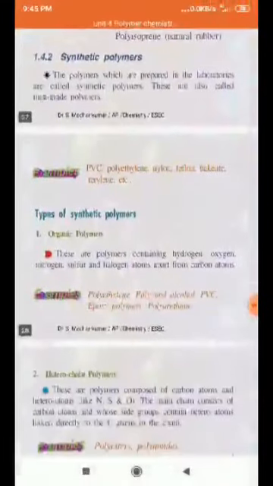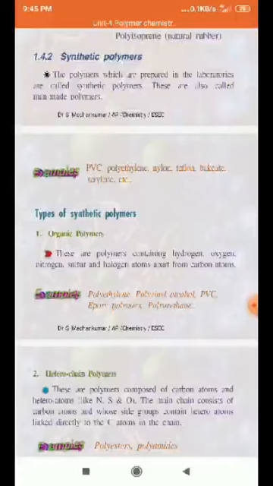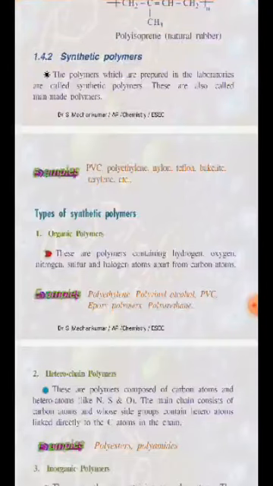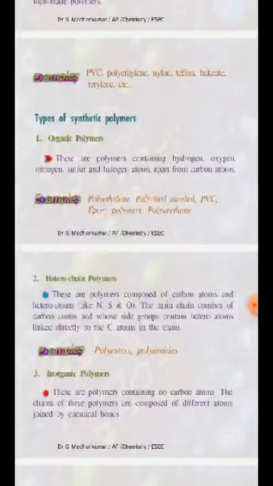First one, organic polymers. These are polymers containing hydrogen, oxygen, nitrogen, sulfur and halogen atoms apart from carbon atoms. Examples: polyethylene, polyvinyl alcohol, PVC, epoxy polymers, polyurethane. Next one, heterochain polymers. These polymers are composed of carbon atoms and heteroatoms like nitrogen, sulfur and oxygen. The main chain consists of carbon atoms and whose side groups contain heteroatoms linked directly to the carbon atoms in the chain. Examples: polyesters, polyamides.